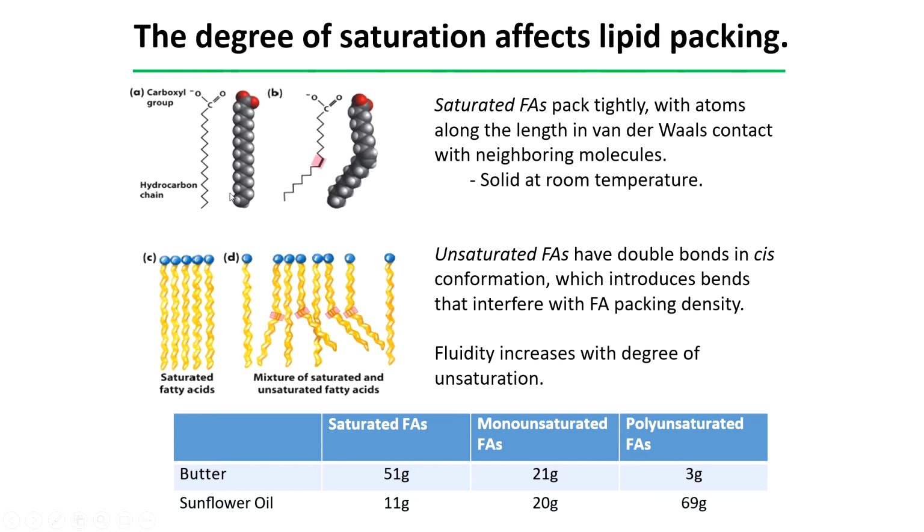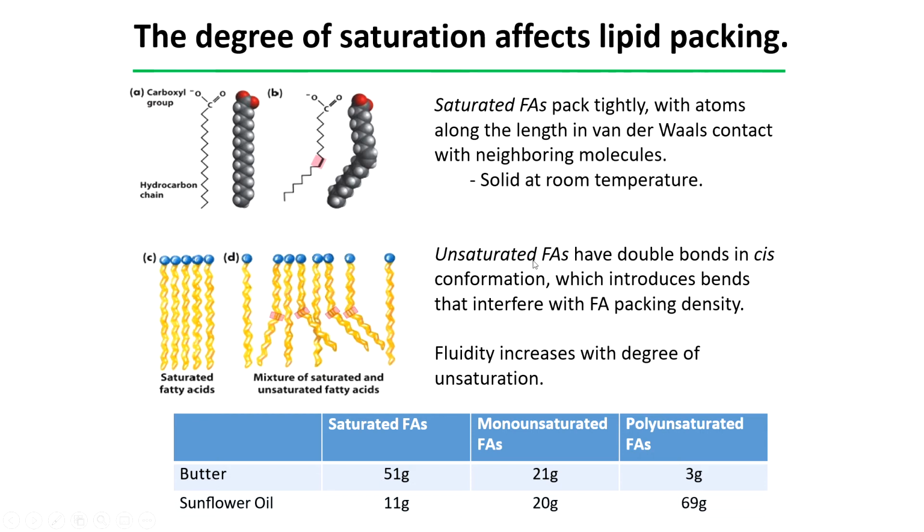And so as I was stating on the previous slide, saturated fatty acids pack very tightly together because they don't have a double bond, and so they're able to line up end to end with no bumps or kinks or movement in the middle. And the reason why these pack so tightly together is because all of the atoms that are lined along the length of the hydrocarbon are in van der Waals contact with neighboring molecules. And so the cumulative sum of all of those van der Waals interactions located all along the hydrocarbon tails stabilizes this formation, and these fats are solid at room temperature. They're not very pliable. They're not very flexible.